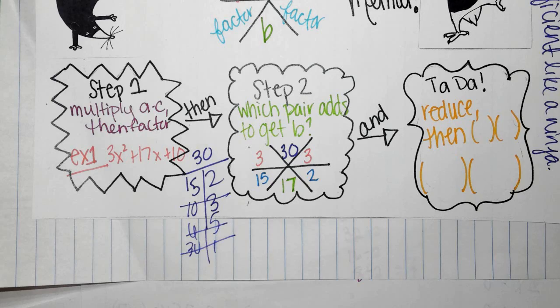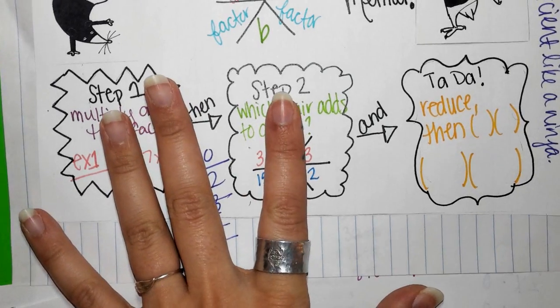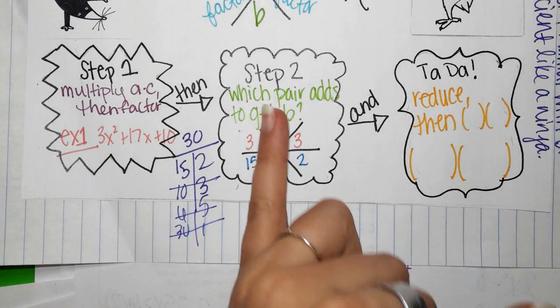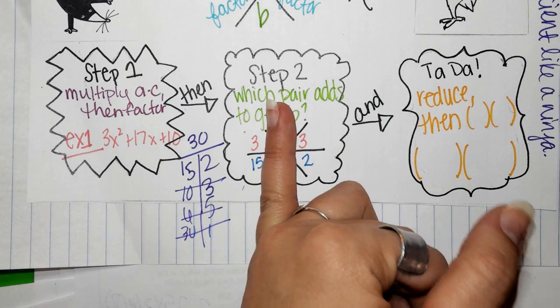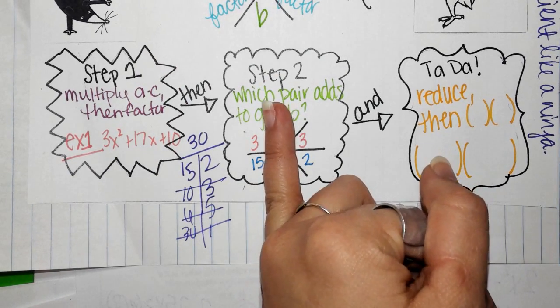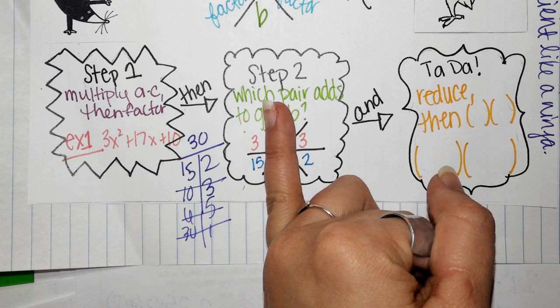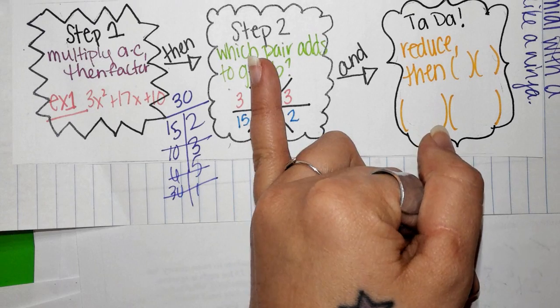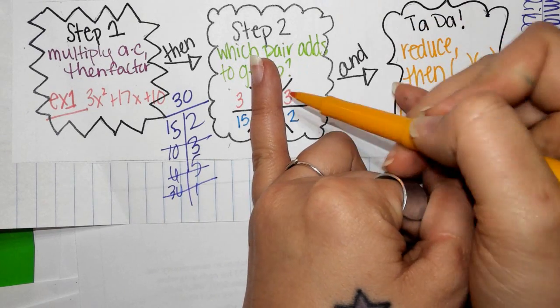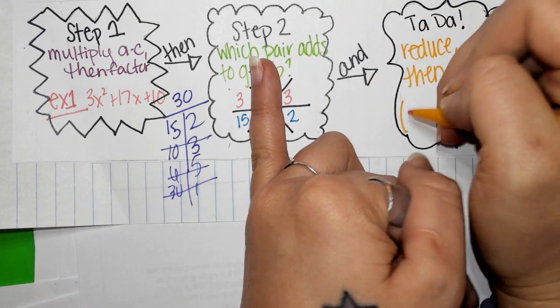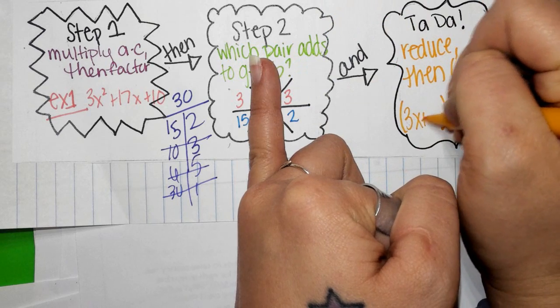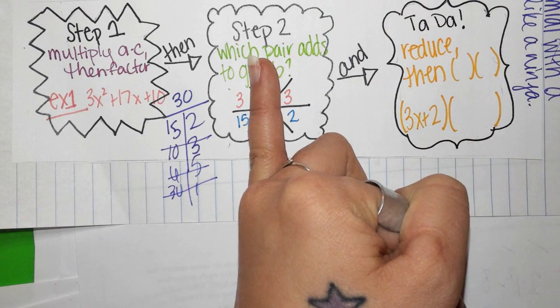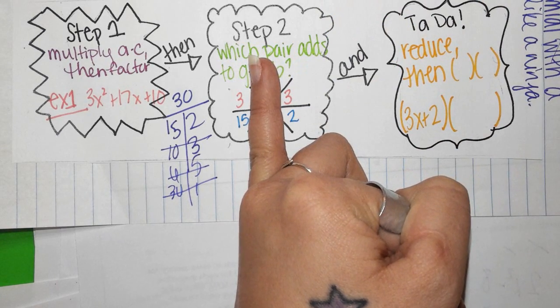Now, you have to reduce your fraction. The way you do that is you cover up the middle, and you see how I have 2 fractions on either side? Which of those does not reduce? Okay, so we're going to go ahead and put it in our parentheses over here, and it's going to be 3x plus 2.